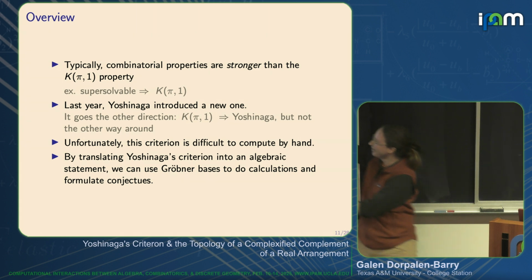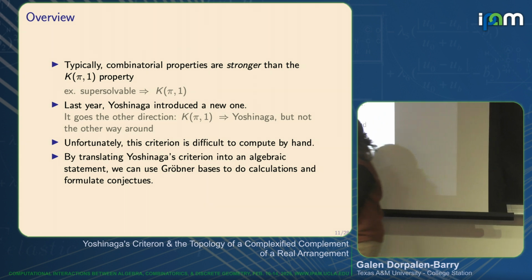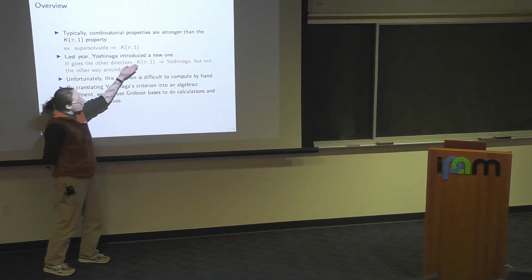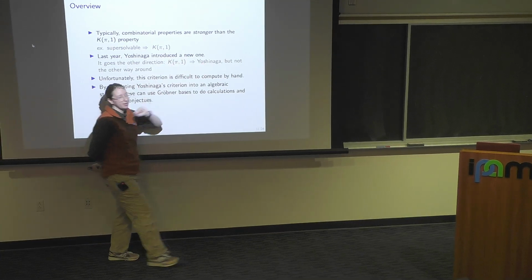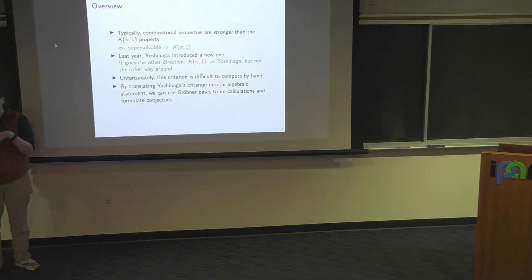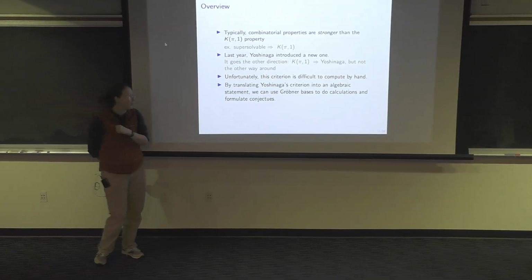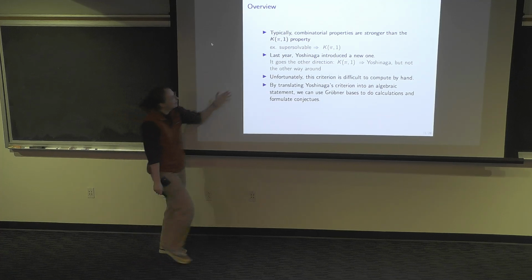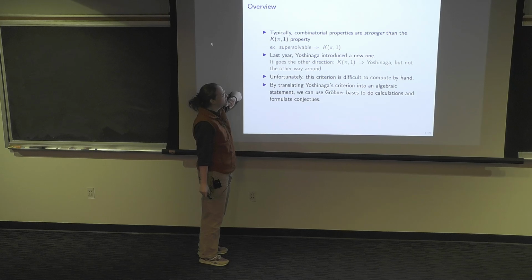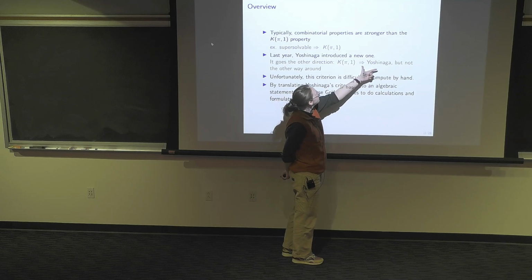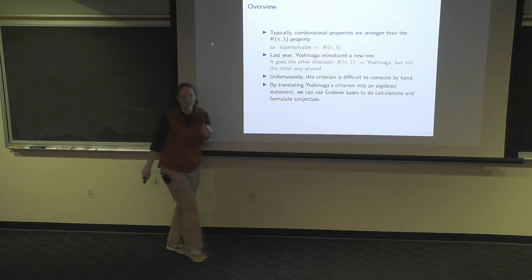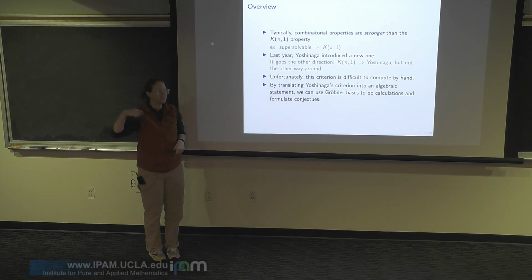So yeah, this text here. Last year, Yoshinaga introduced a new criterion. If you are k pi 1, then you have Yoshinaga's criterion, but the converse is false. There are a couple of counterexamples to this. The simplest way to get a counterexample, I think, is using some of the results that I'll tell you a little bit later. But yeah, so this is not equivalent to k pi 1, unfortunately. Although, if you could repair Yoshinaga's criterion and get an if and only if, I think this would be pretty awesome. And this would solve that double question mark question from before. Okay.